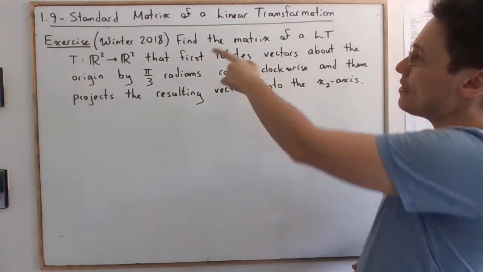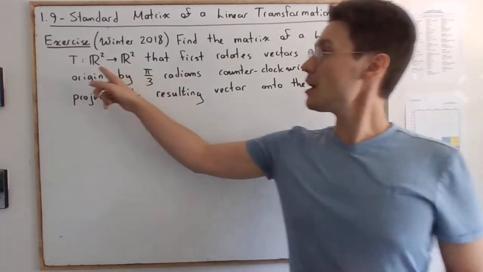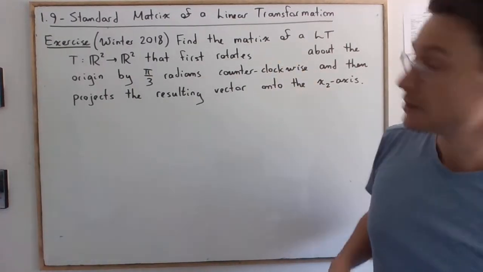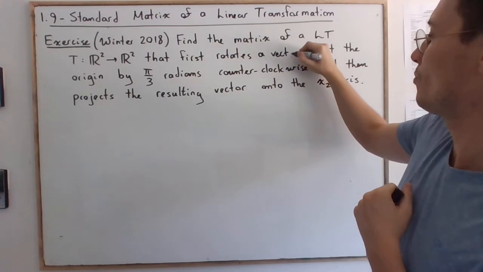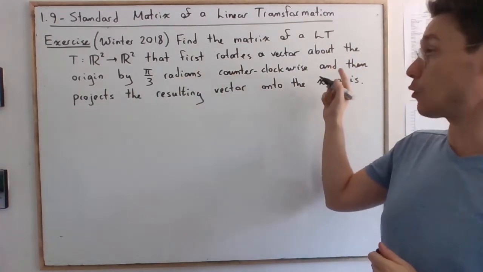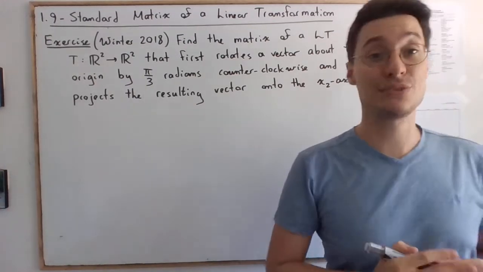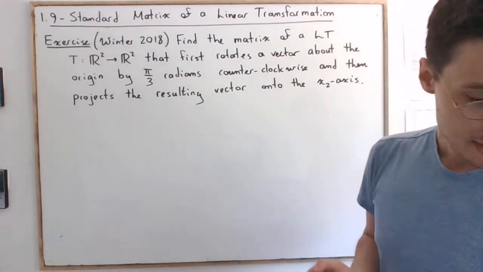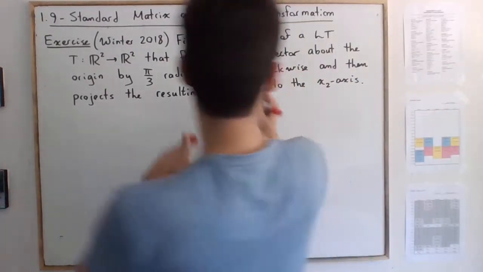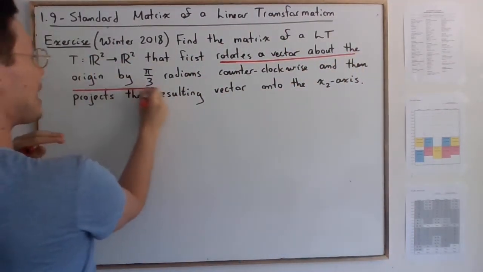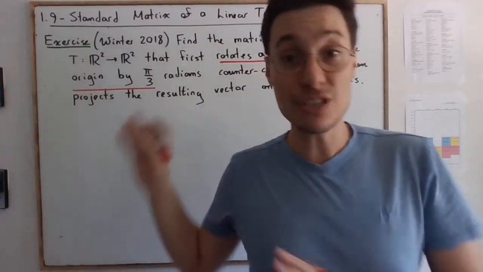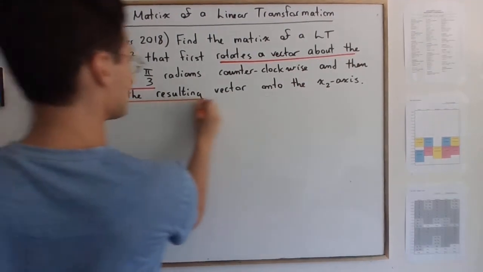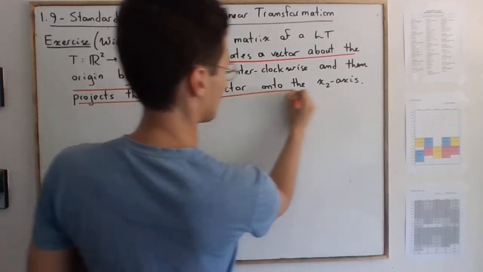So, find the matrix of a linear transformation from R2 to R2 that first rotates a vector about the origin by pi over 3 radians counterclockwise, and then projects the resulting vector onto the x2 axis, okay? So this linear transformation does two things sequentially. Let's underline these two things. It rotates a vector about the origin by pi over 3 counterclockwise. This is the trigonometric definition, so I'm not going to underline this. And then after that, it projects the resulting vector onto the x2 axis.